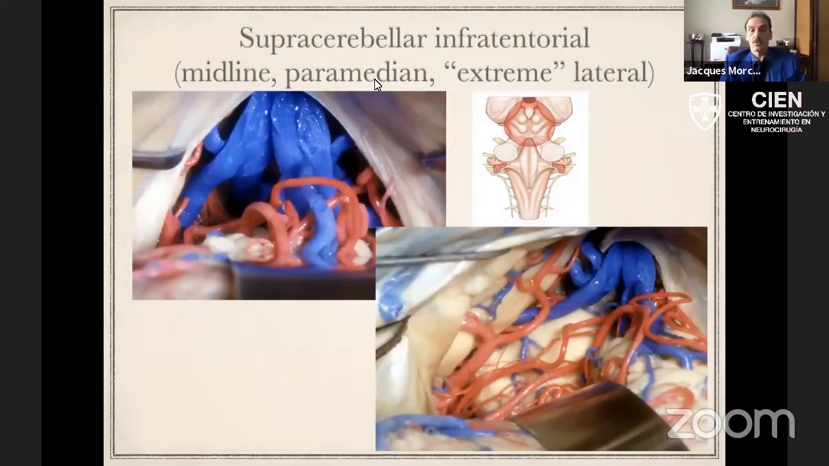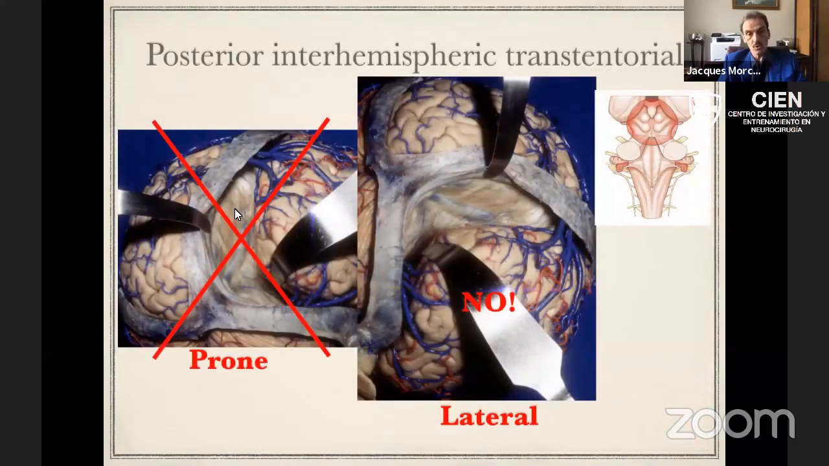The supracerebellar infratentorial approach is a very, very useful approach. It has three variants: midline, paramedian, and extreme lateral. The most useful is the extreme lateral because it uses the fact that the tentorium is flatter as it goes laterally. And of course, in the midline, it's very peaked, as you can see here. So I like very much the paramedian or the extreme lateral supracerebellar approach.